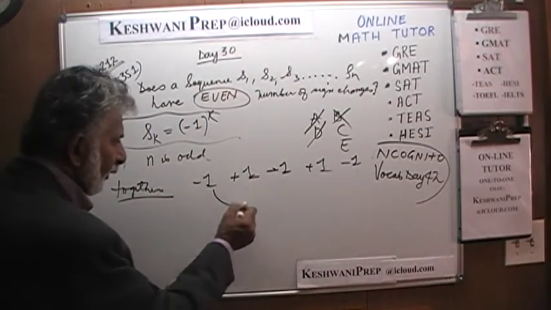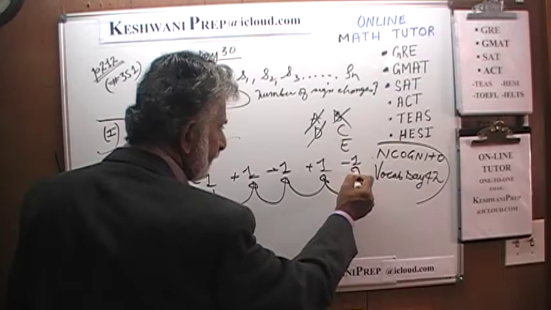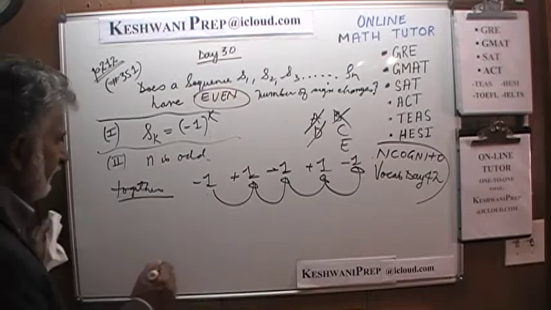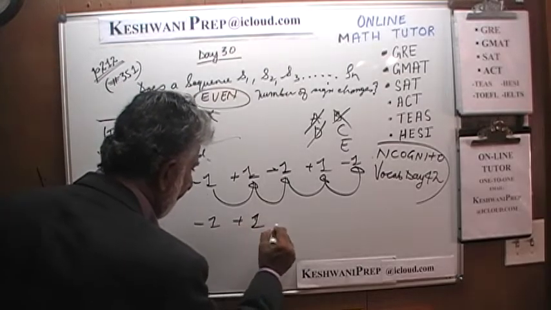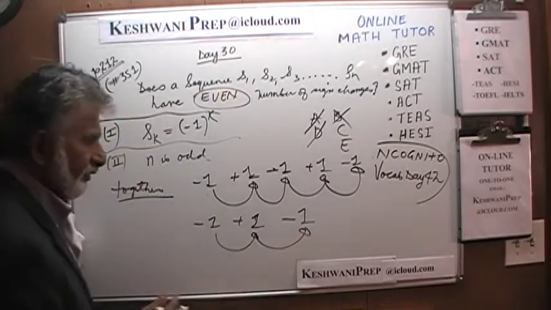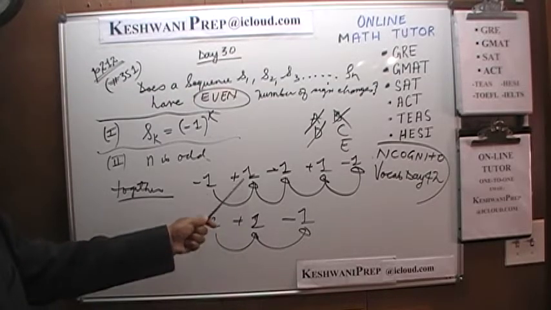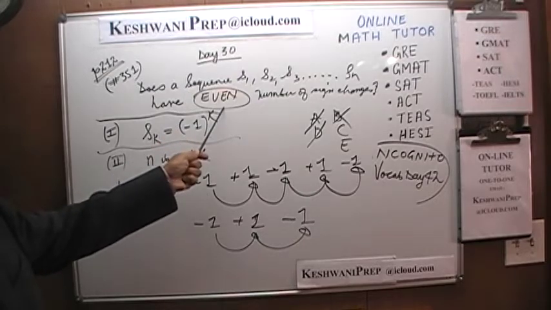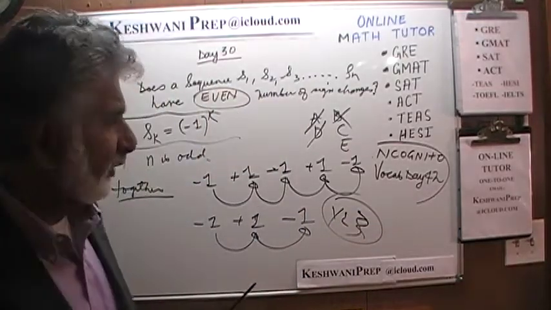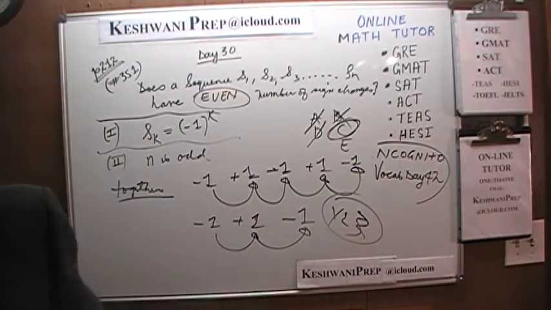For example, here, there's one sign change from negative to positive. There's one sign change, second sign change, third sign change, and fourth sign change. Or maybe instead of 5 terms, it only had 3 terms: negative 1, positive 1, and negative 1. In which case we have 1 sign change and 2 sign changes. As you can see, in both cases, here we have 2 sign changes, here we have 4 sign changes. In both cases, we can answer this question. Does this sequence have an even number of sign changes? The answer is yes. We can answer the question by putting the two statements together. And therefore, the answer to this problem is C.